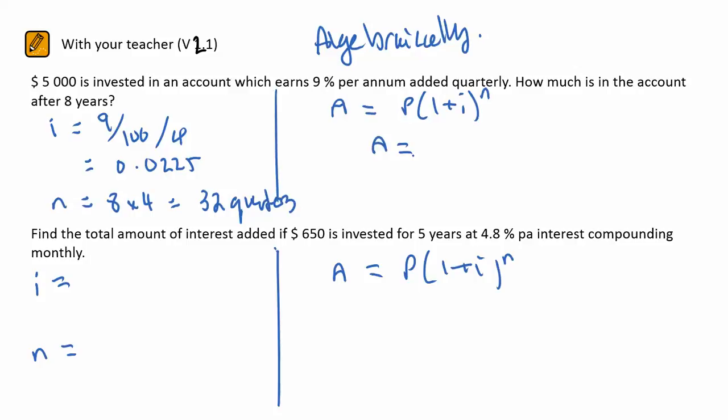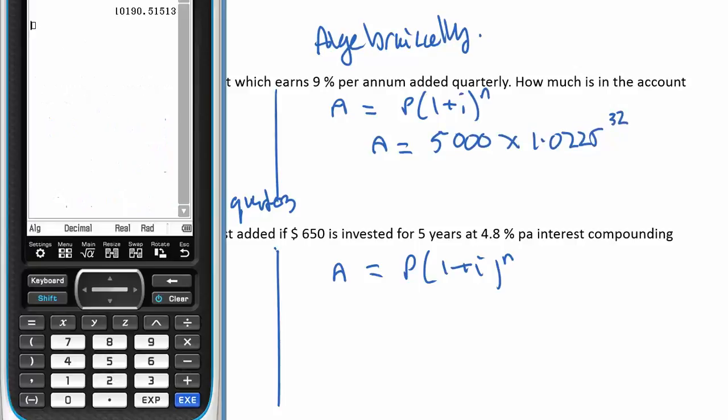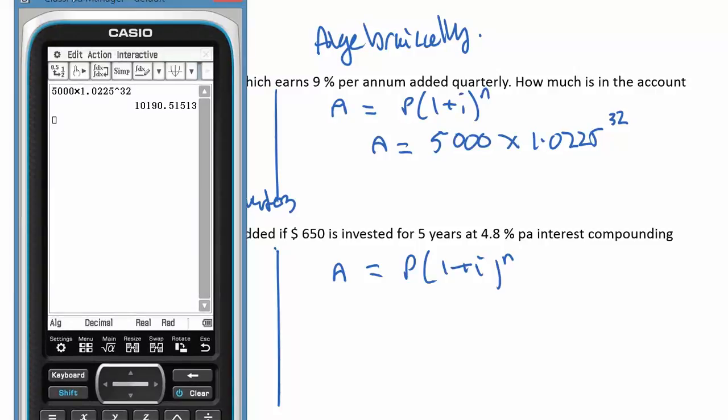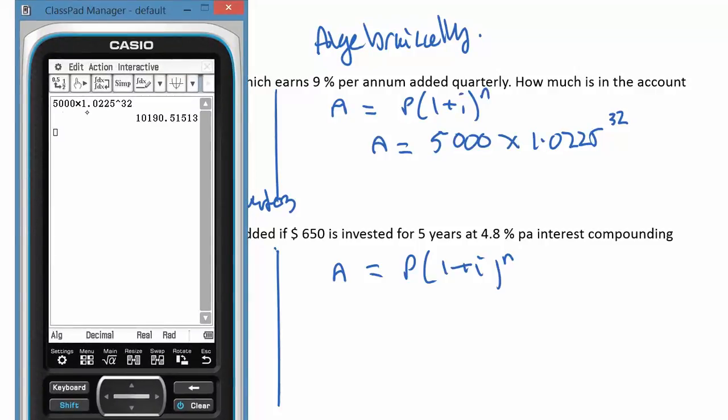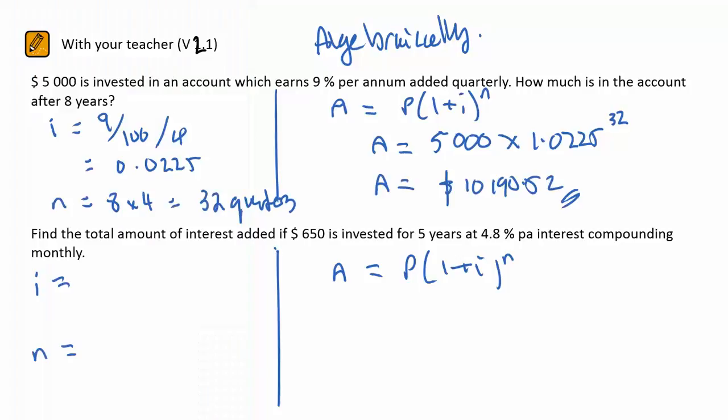So into the equation, now if I put that into my calculator, that's 5,000 times 1.0225 to the power of 32 gives me $10,190.52.